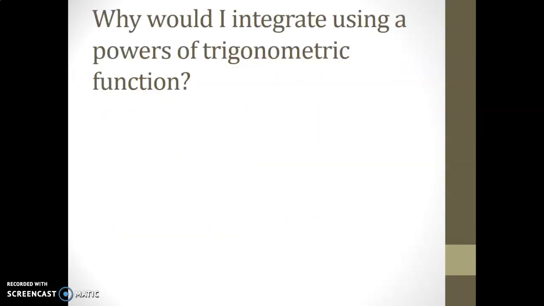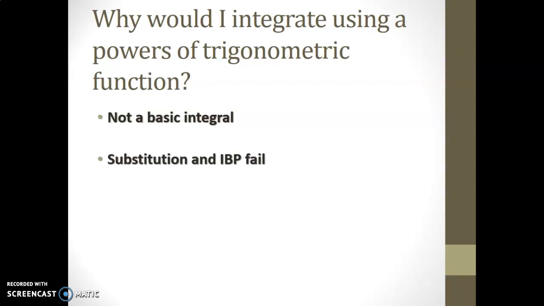The methods we will discuss in this video should only be used if you've verified that the integral is not basic, that substitution and IBP fail, as well as algebraic methods. Even powers of secant can easily be recognized by secants whose powers are even, either on their own or combined with tangents.